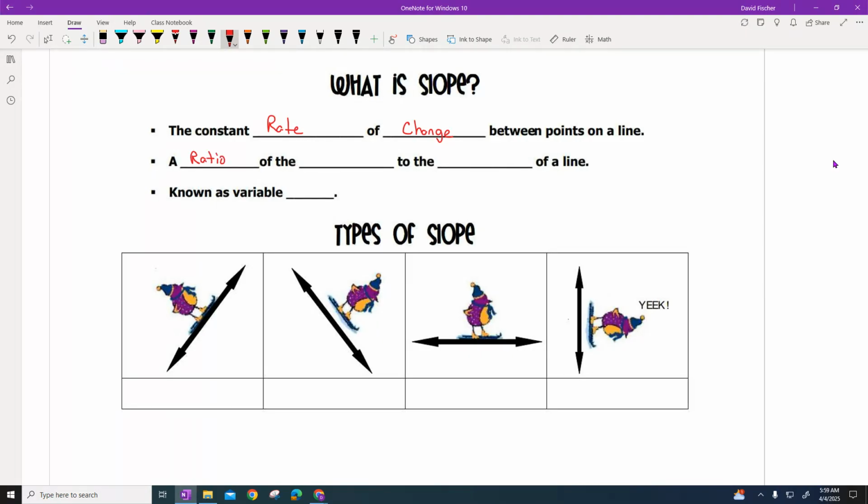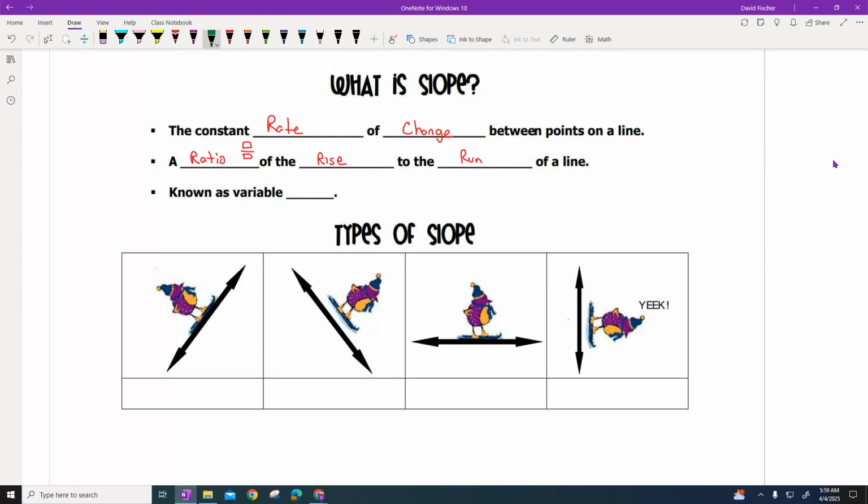If you remember, ratios are usually written with a numerator on the top and a denominator down here, kind of written as a fraction. Okay, so it's a ratio of the rise. Now this is very important. It's always the rise over the run. Now sometimes kids get messed up with that a little bit.